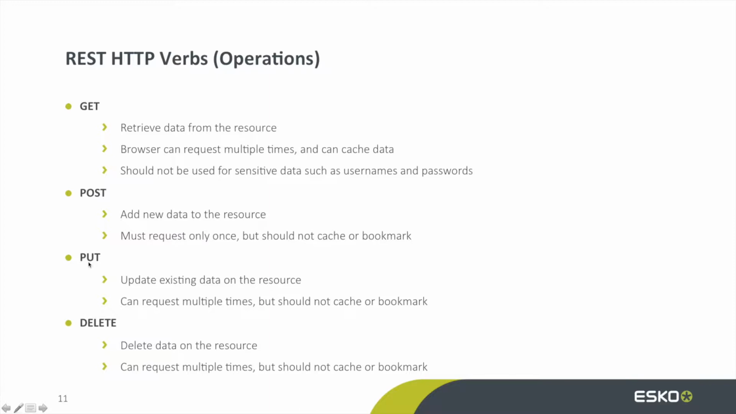Then we have a put method, which is actually to update existing data on the resource. And once again, you can request this multiple times, but it shouldn't cache or bookmark. So post is to add new data, and put is to actually update that existing data. Finally, we have a delete method, which is to delete data on the resource or server. And we'll see some examples of how these work.